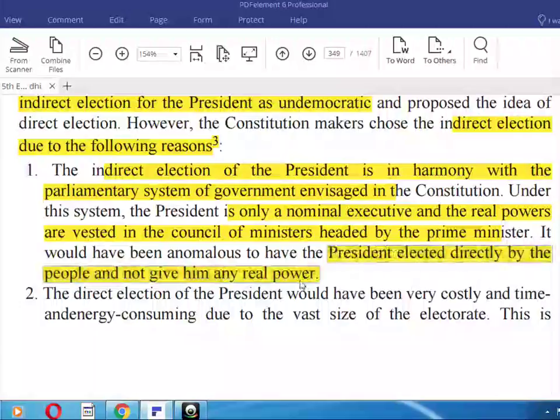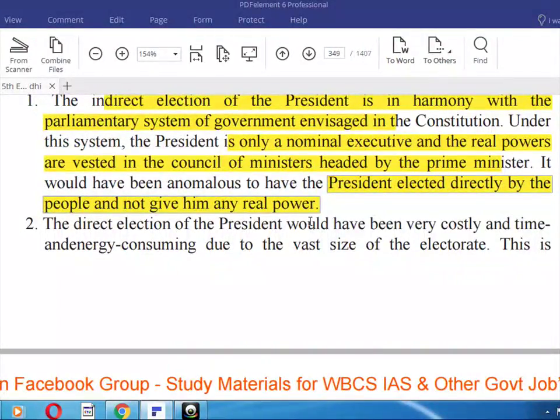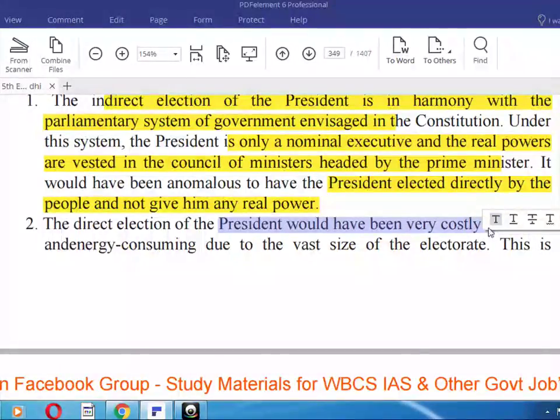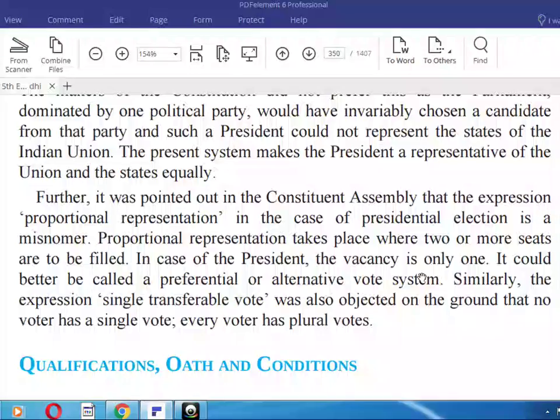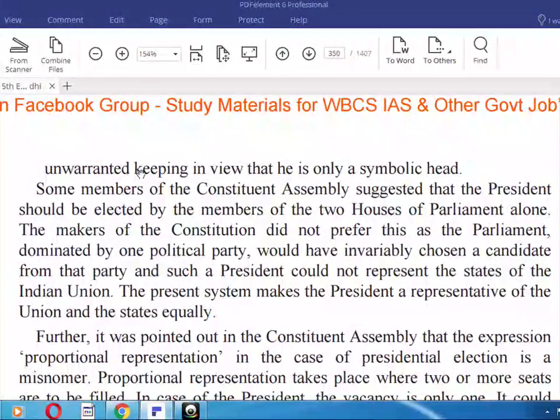Okay, it's important. The direct election of the President would have been very costly, and time and energy consuming, due to the vast size of the electorate. This is unwarranted, keeping in view that he is only a symbolic head.